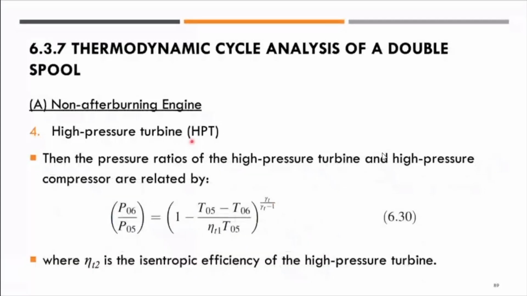Then the pressure ratios of the high pressure turbine and high pressure compressor are related as equation 6.30, whereby zeta T1 is the isentropic efficiency of the high pressure turbine, and zeta T2 is for the low pressure turbine.